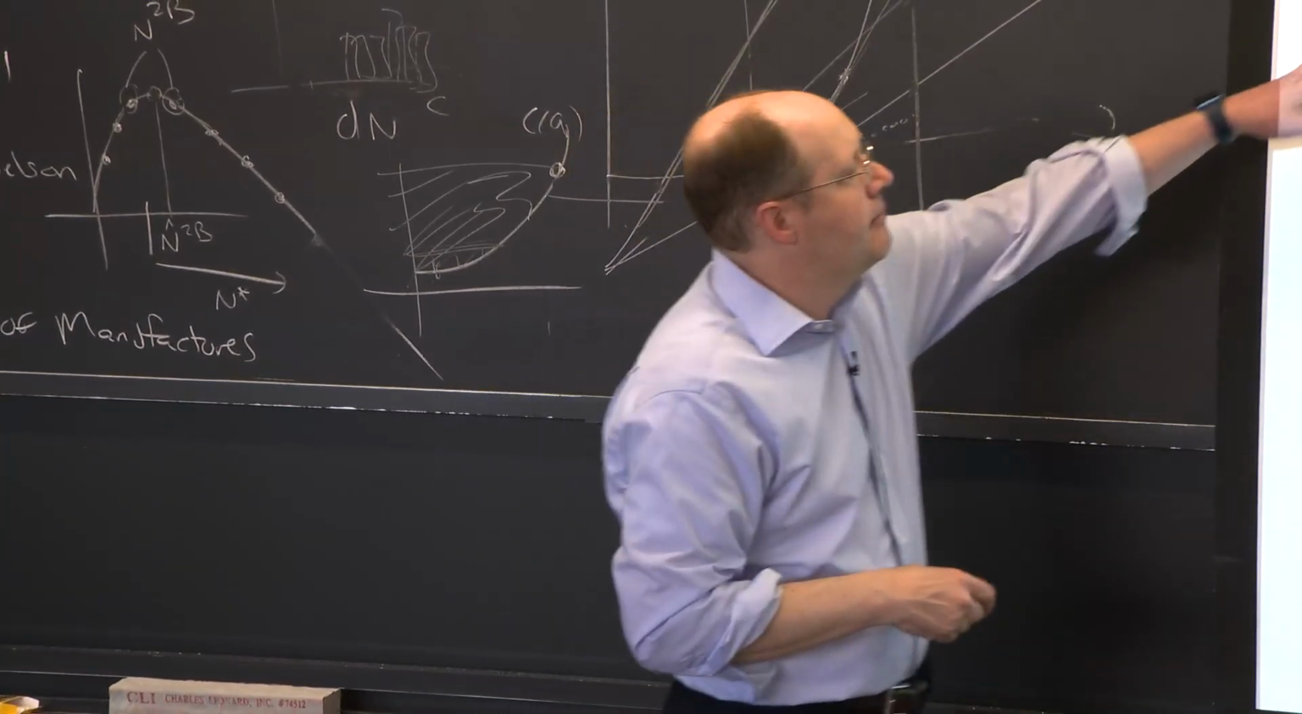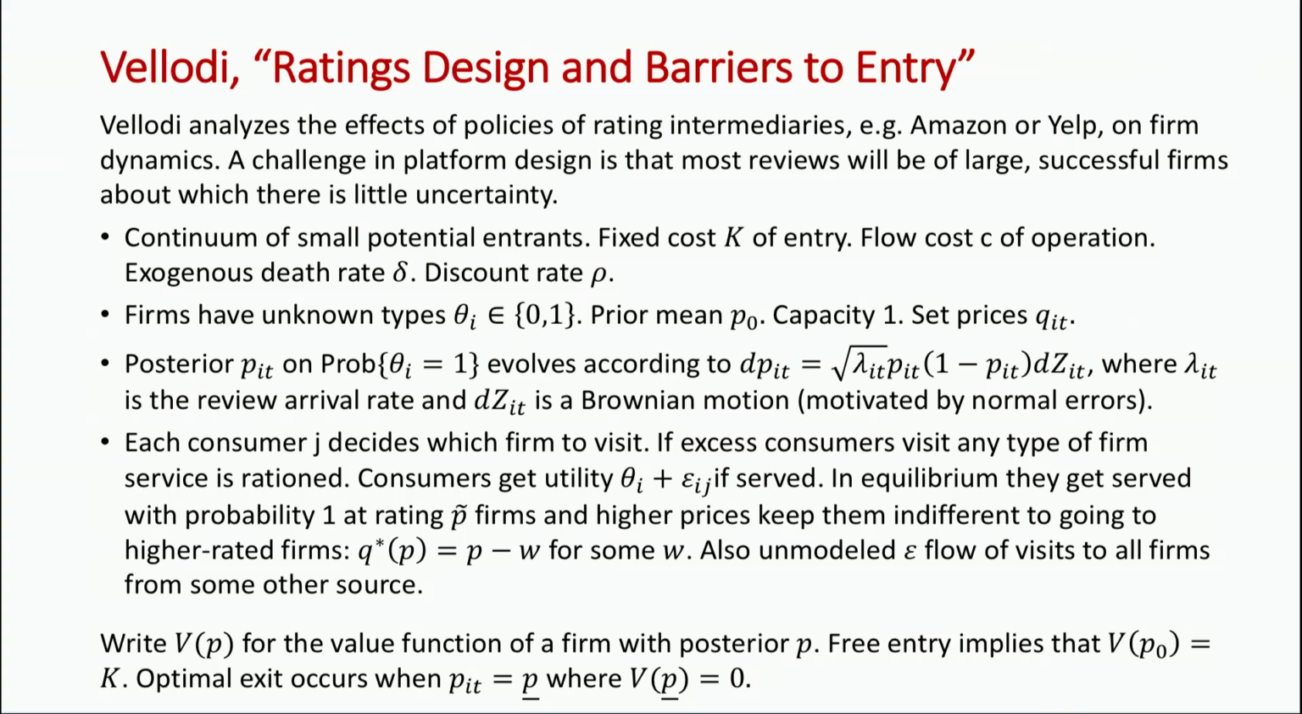Okay, so anyway, the model has a continuum of small potential entrants. Think of these as new restaurants or new guys just trying to sell black folding umbrellas on Amazon. They have a fixed cost K of entering. They're going to have some flow cost of operation. I didn't put a letter down here, maybe this is C, but every period that I'm continuing to operate, I have to pay some flow cost.